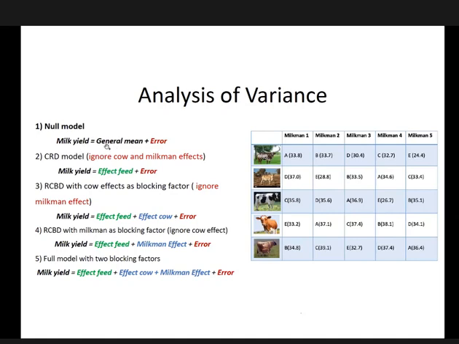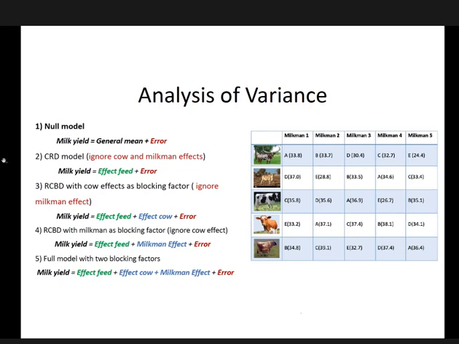So in this case, you ignore the effect of the feed, you ignore the effect of the cow, you also ignore the effect of the milkman. And so in this case, you just have the general population. So we assume that all the milk that is produced comes from one uniform population, and then any variation that we observe between them is supposed to be our experimental error.